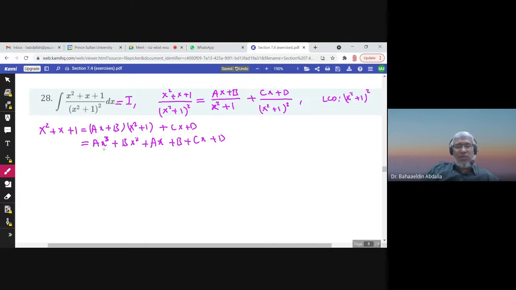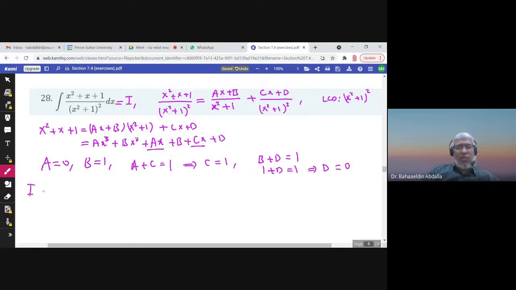Now compare the coefficients. The coefficient of x cubed is 0 in the left-hand side, so a is 0. The coefficient of x squared is 1 in the left-hand side, so b is 1. Now the coefficient of x is 1, and the coefficient of x on the right is a plus c. So a plus c is 1. But a is 0, so c is 1. Now the constant term is b plus d in the right-hand side. In the left-hand side, it is 1. But b is 1, so d is 0.